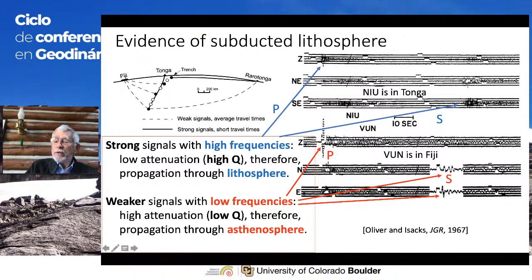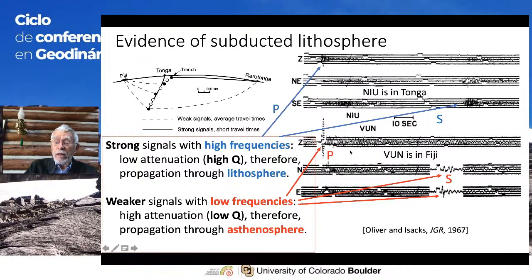And the same is true of S. S is much higher frequency at the station in Tonga than at the station in Fiji. In Fiji, it's much shorter periods. I should point out that the time between this mark right here and this mark is 1 minute. So these time marks are about 4 seconds long. So these S waves are periods of 1 second or so, whereas these are many, many cycles. And these come later because the earthquake is actually closer to Fiji than it is to Tonga.